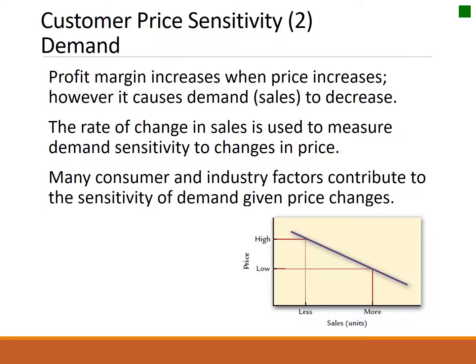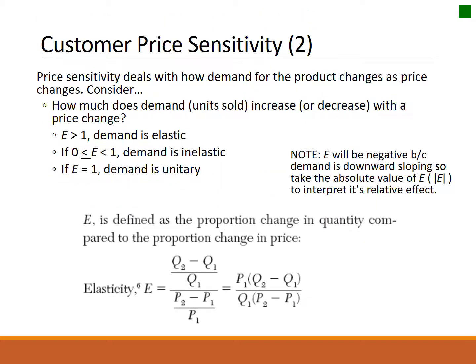Many consumer and industry factors contribute to price sensitivity based on demand. So what our competitors are doing, the quality of our product, consumers' disposable income, whether this product is a luxury good or a necessity, and so forth. So price sensitivity is something that we can use in a lot of different ways in a lot of different areas. And again, we measure this oftentimes by what we call price elasticity. And so the elasticity function here, and you can pause this if you want to write this down or think about this more.